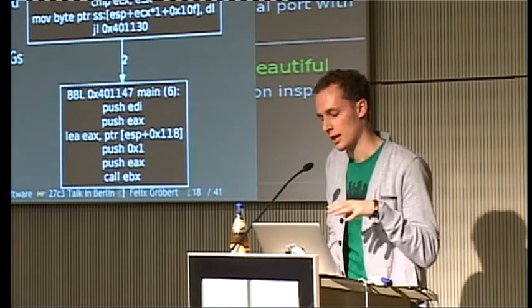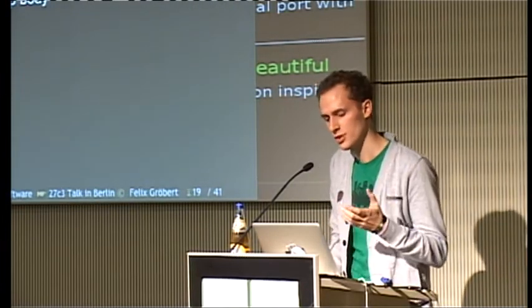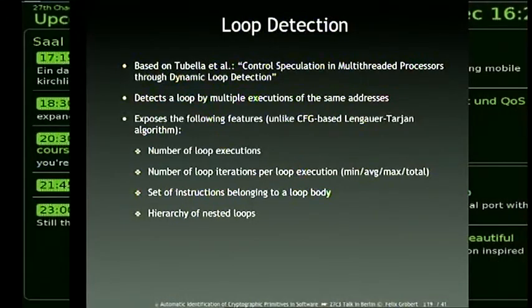Based on that, I can do a loop detection, which I adopted from Tubella's algorithm. This loop detection algorithm works by detecting multiple executions of the same address and exposes several features. There is also the Lengauer-Tarjan algorithm, but this one doesn't show you how many times a loop is actually executed, how many iterations it has, and how the loops are nested, which is quite interesting from the analysis perspective.